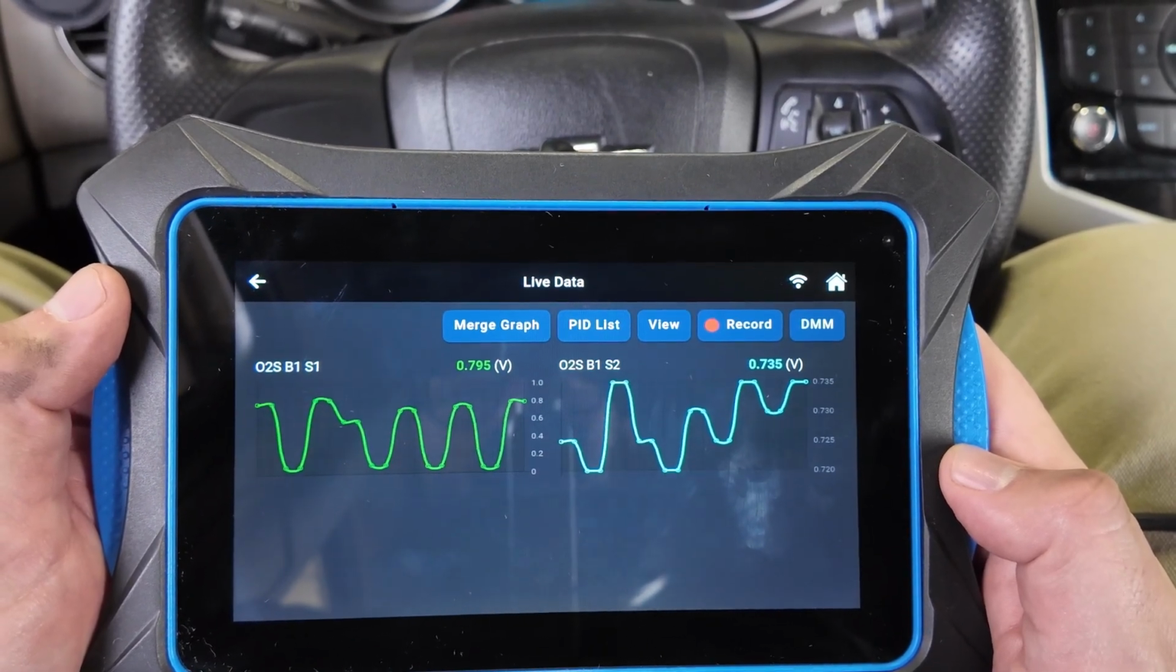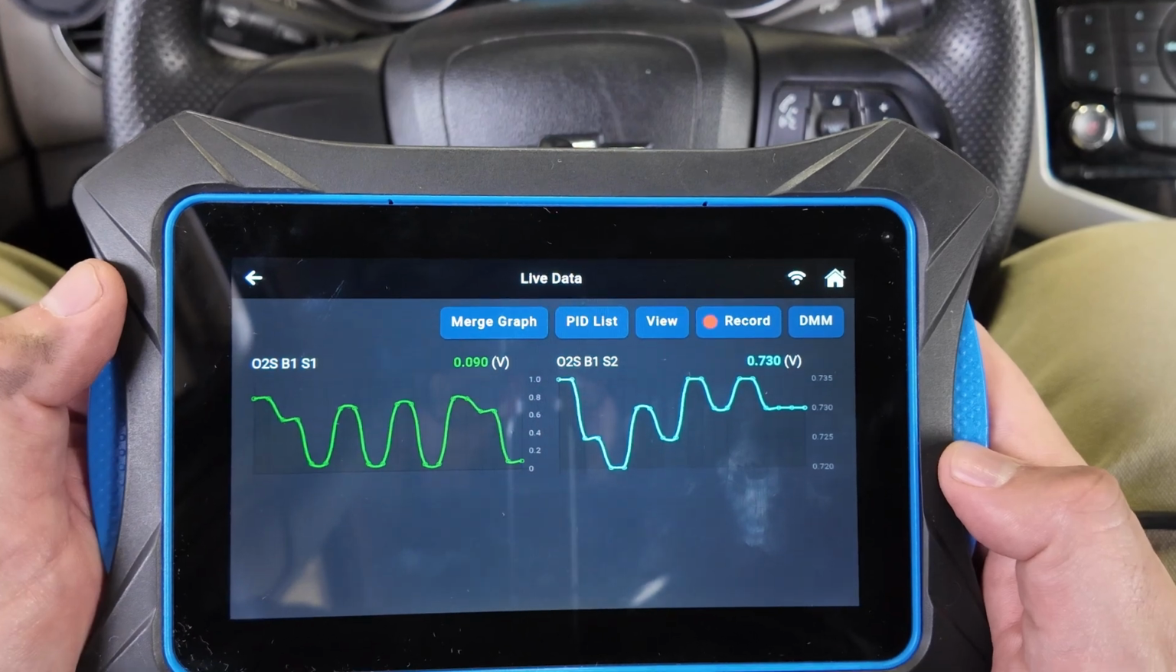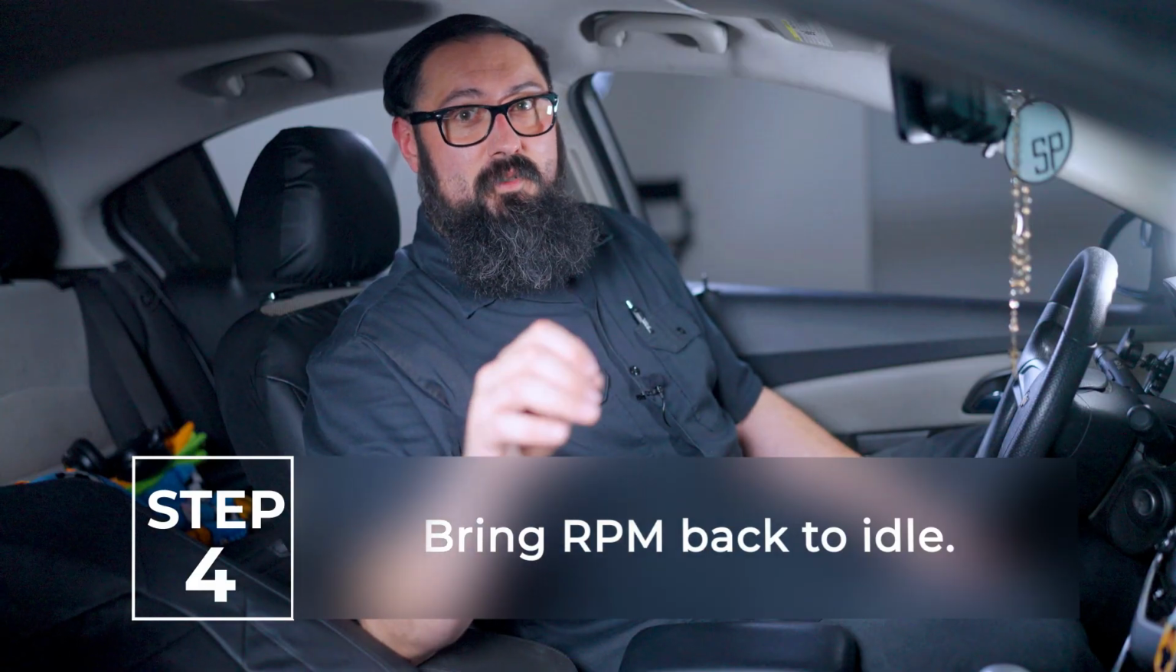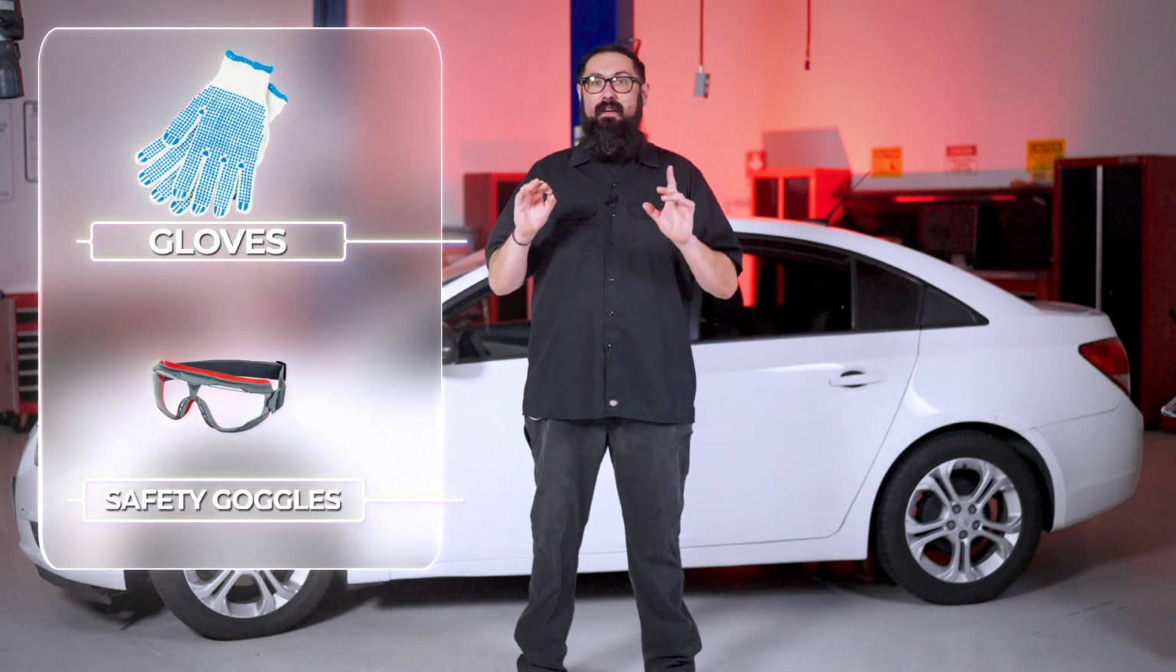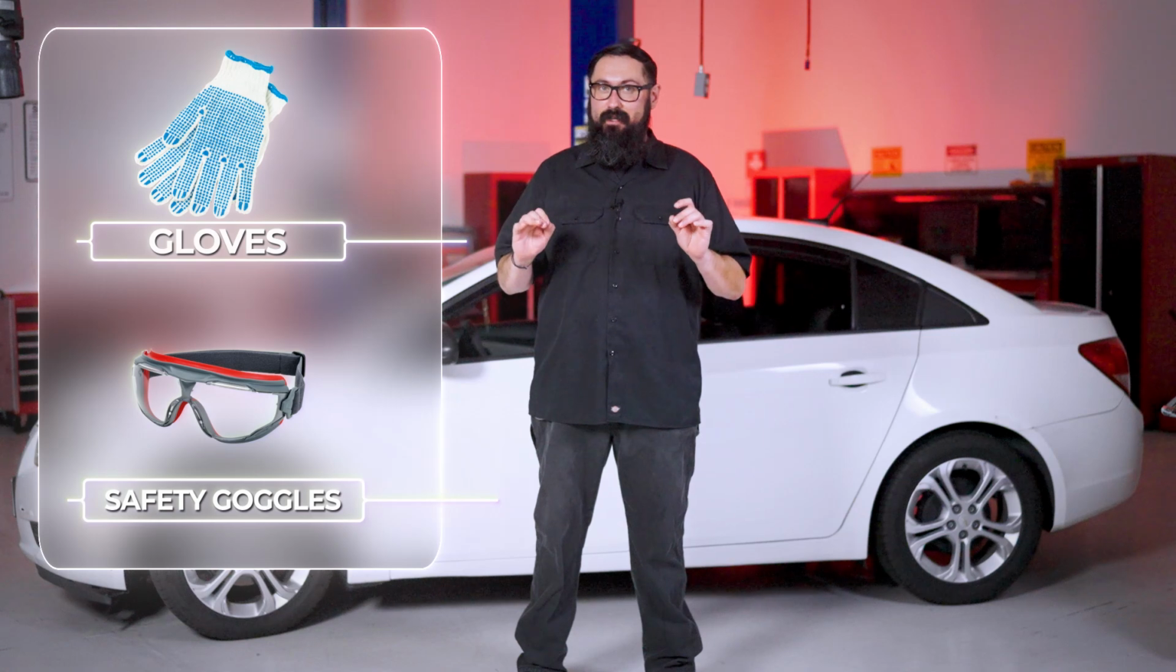If replacing the heated oxygen sensor doesn't resolve the issue, restart the diagnostic process and double check anything that may have been missed earlier. Now that the converter has been confirmed faulty, follow these removal and installation steps carefully. But safety first. Wear gloves and safety goggles. Do not flex the exhaust pipe more than 10 degrees.